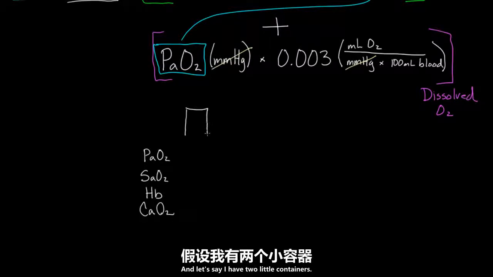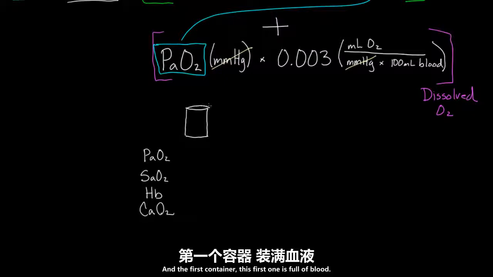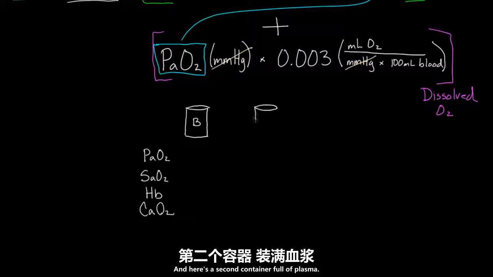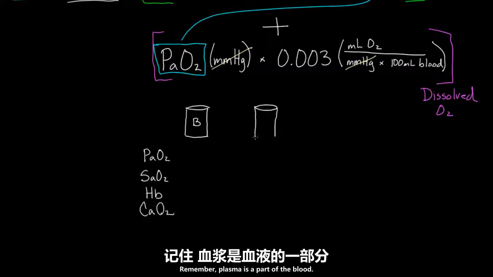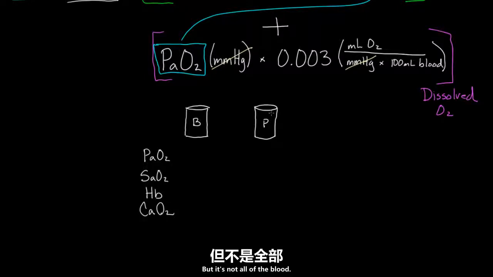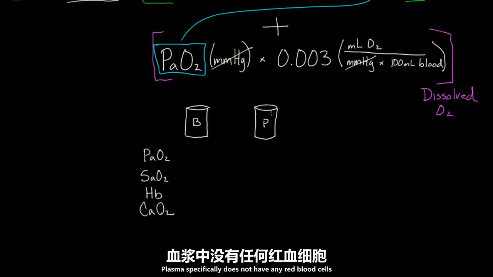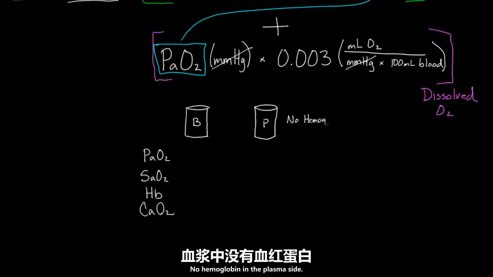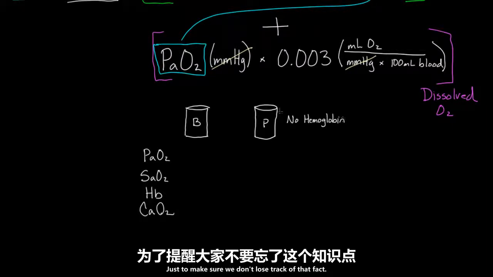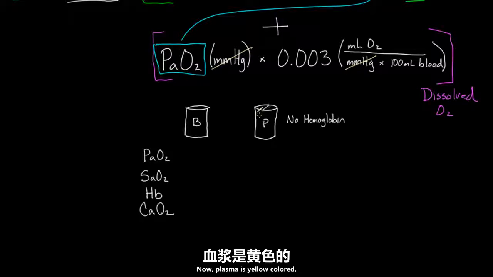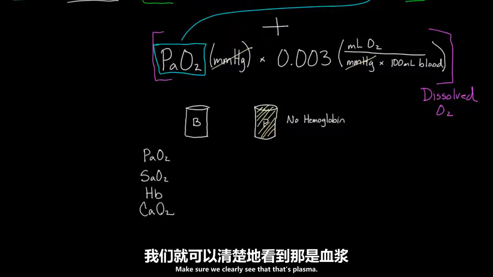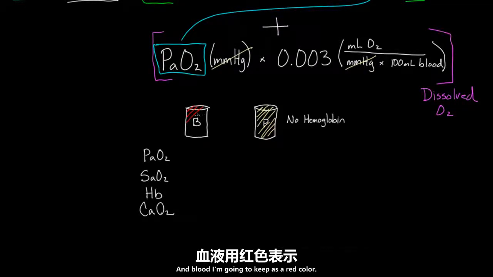little containers. And the first container, this first one, is full of blood. Here's a B for blood. And here's a second container full of plasma. Remember, plasma is a part of the blood, but it's not all of the blood. Plasma specifically does not have any red blood cells or any hemoglobin. So let me just write that down. No hemoglobin in the plasma side, just to make sure we don't lose track of that fact. Now plasma is kind of yellow colored, so let me make it yellow colored here. Make sure we clearly see that that's plasma, and blood I'm going to keep as a red color.